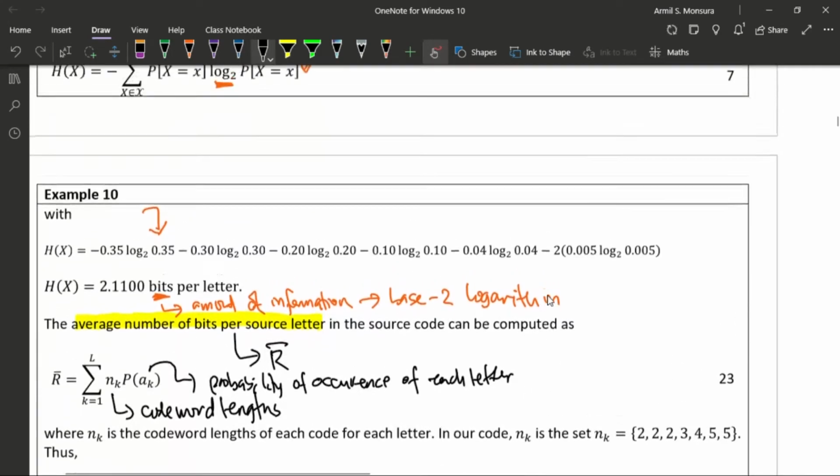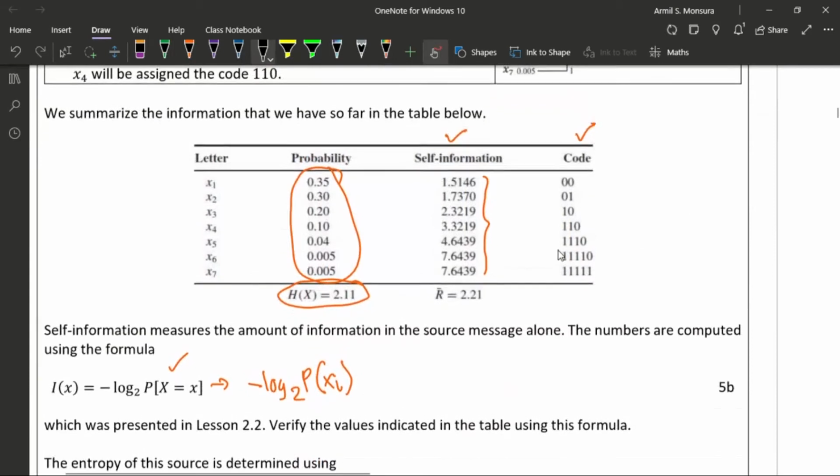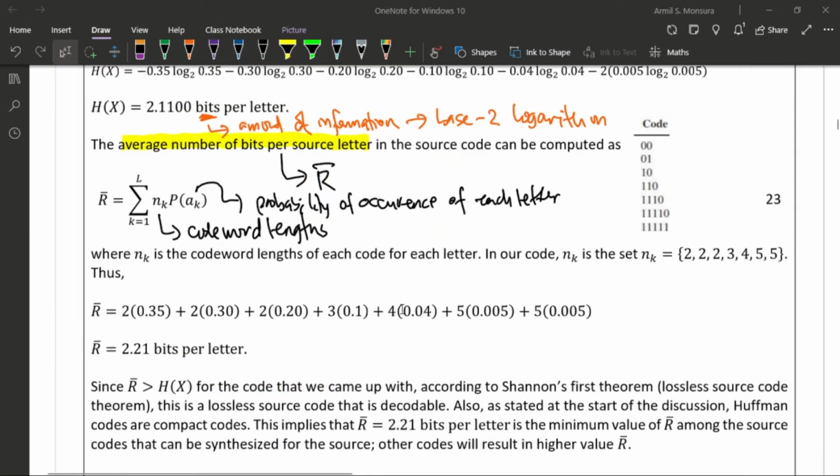So going back to the table, and having this as the codes that we synthesized using Huffman. By the way, we can now call this code the Huffman code, since we have used the Huffman algorithm in order to synthesize this code. So we can call this set of code words the Huffman code. Okay. So we determine now the set of code word lengths for each of our code.